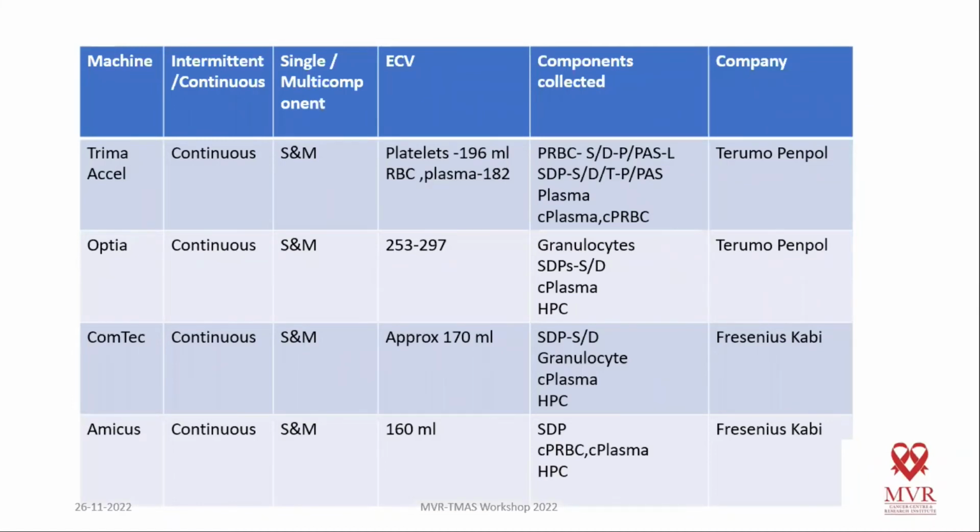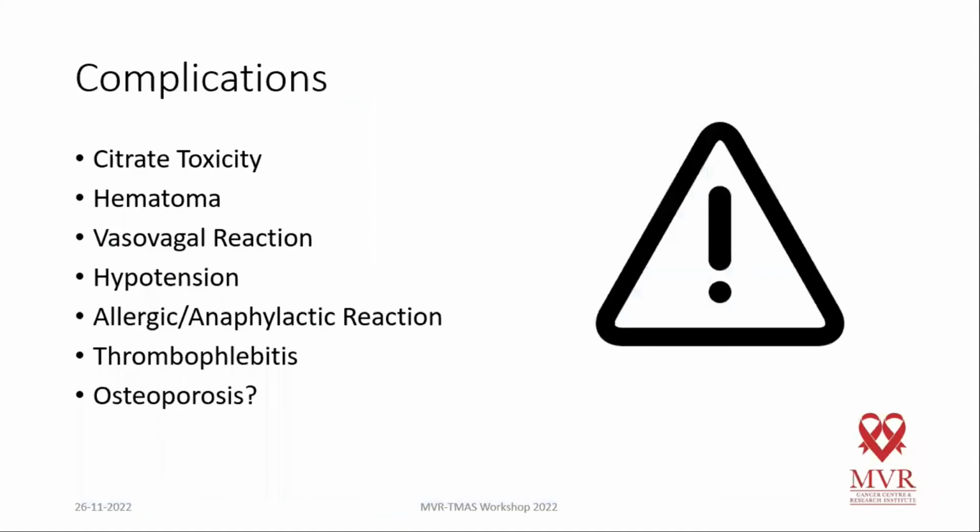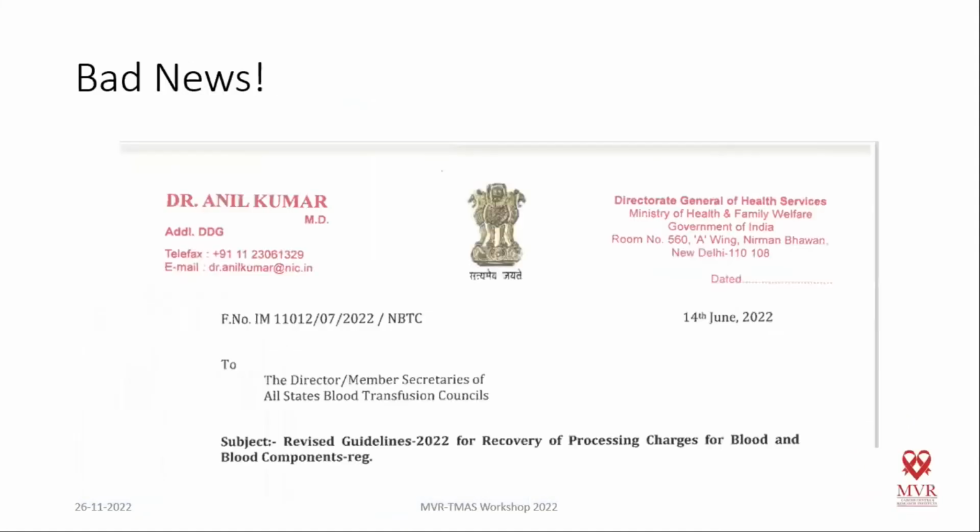reasons. One major thing is that when you are adding PAS to a particular component, SDP, you can do it only on a machine where it is approved. As much as I know, TMAS is the only approved machine to do that. Otherwise, we have to do it outside manually. So these are the complications. I am not going much into it; you will all be knowing it, due to time constraints.